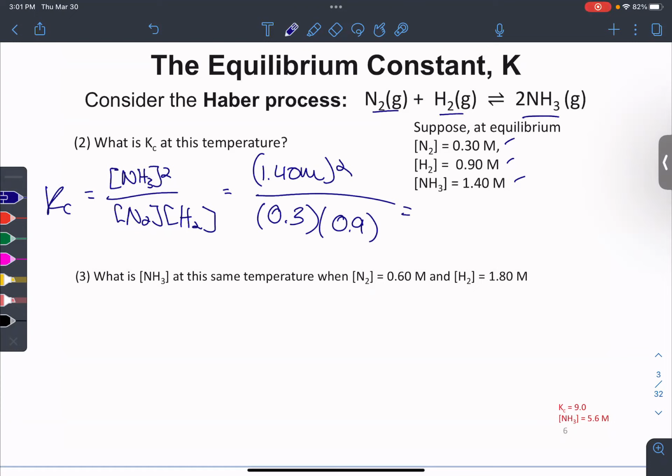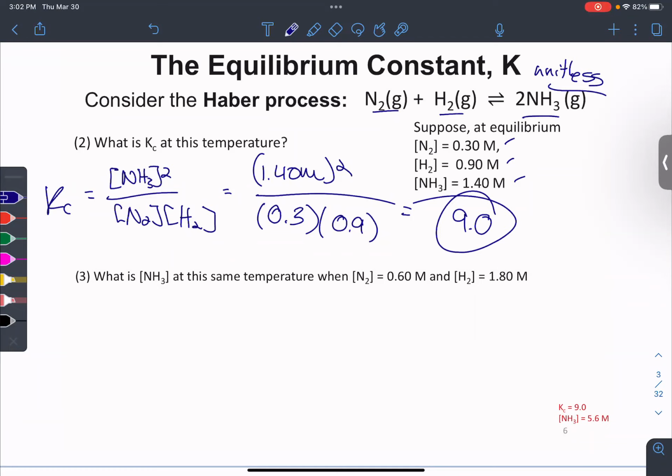I'll point out, K is actually unitless. We have a lot of molarities jumping around, but it is unitless. We just report it as one number. And hopefully when you put 1.4 squared over 0.3 times 0.9 in your calculator, it is something like 9.0. So just believe me or put it in your calculator.